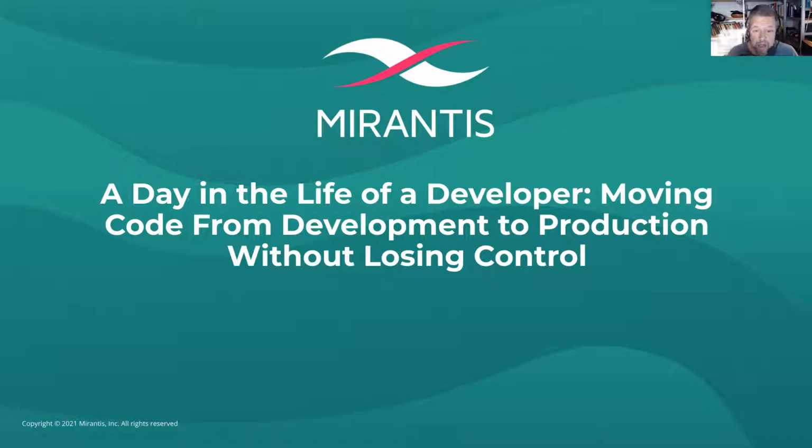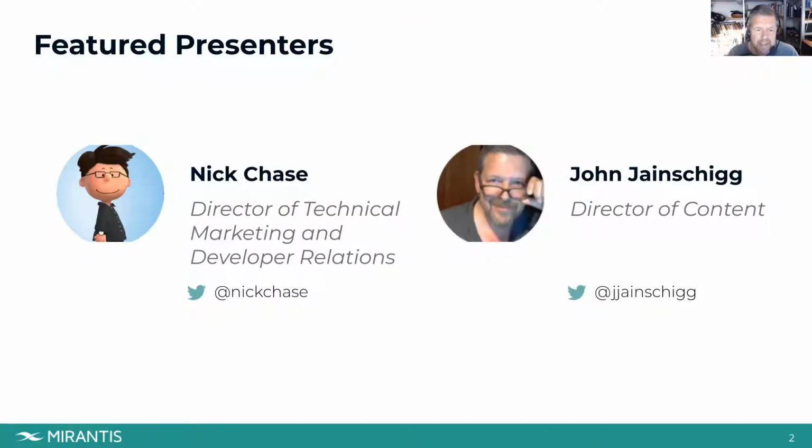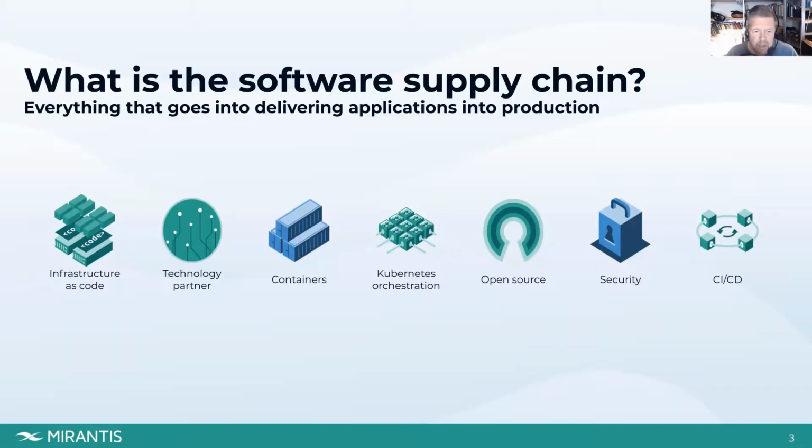My name is John Jainschigg from Mirantis, and I'm joined by my colleague Nick Chase, who will narrate and deliver our demo. Our topic today is secure software supply chains for container development. The software supply chain includes everything necessary to deliver applications to production. This includes everything that goes into containers, application code, libraries, and third-party tools. It also includes the container host operating system and the container runtime, as well as any orchestration tools like Kubernetes that we wrap around containers to help them operate.